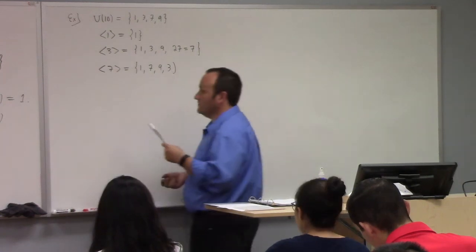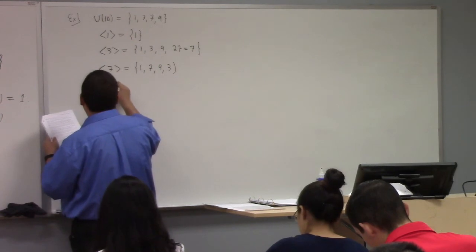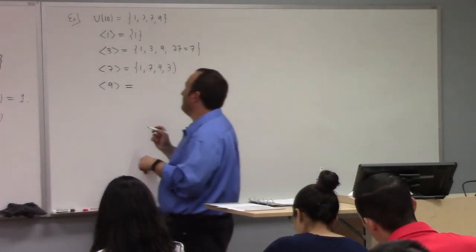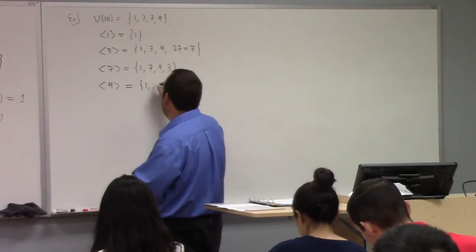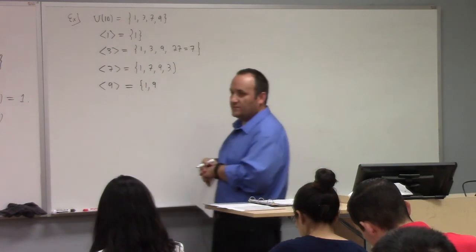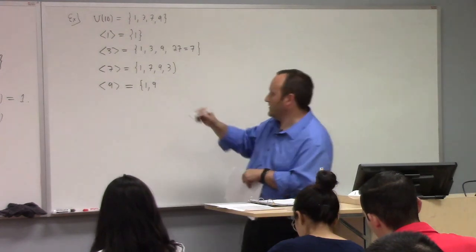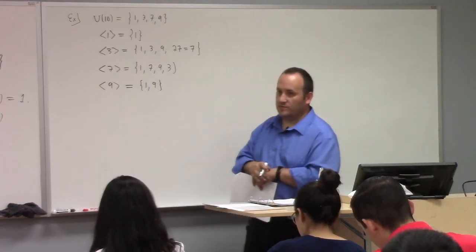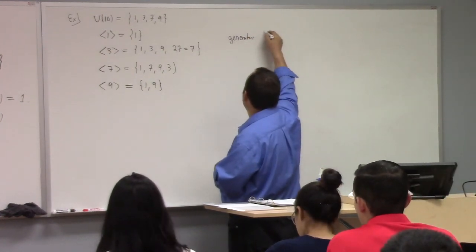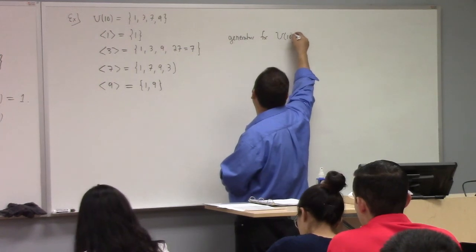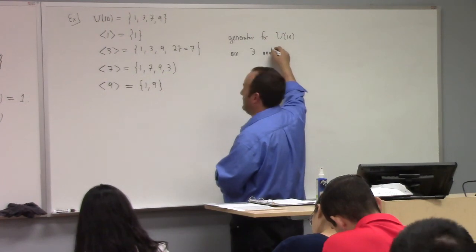Oh, the whole thing again. What about the cyclic subgroup generated by 9? So you got yourself 1, and you got 9. What happens when we look at 9 squared? We get 81, which is 1 again. That's it. So apparently, the generators for U10 are 3 and 7.